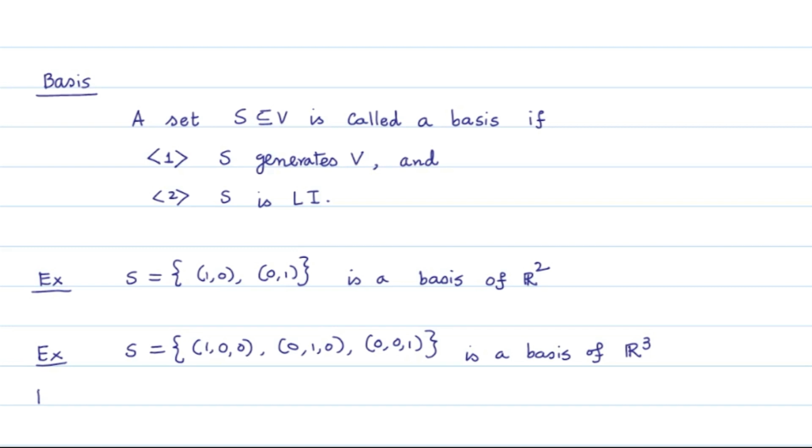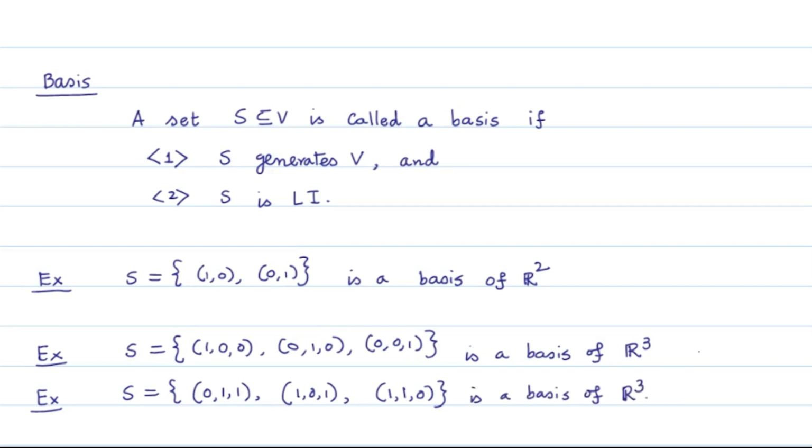In fact, we can also show that this set of vectors is linearly independent in the vector space R3 and generates the entire vector space R3, and hence is a basis of R3. From these two examples, we see that bases of a vector space may not be unique. The bases in these two examples are called the standard basis of the vector space R2 and R3 respectively.